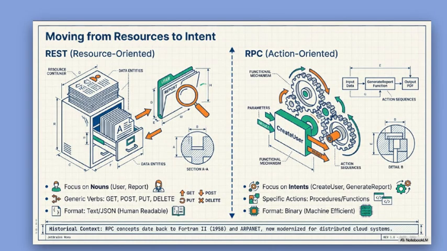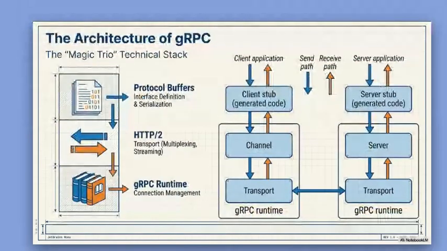Okay, so for building a machine, what are the parts? We have an architecture diagram here labeled the magic trio. It seems like gRPC isn't just one thing. It's 3 layers stacked together. Correct. To get that industrial speed, you need 3 specific components working together. At the very bottom of the foundation, you have HTTP2. Hang on, HTTP, isn't that just the web? Why does the 2 matter so much? I mean, why can't I just use regular HTTP?